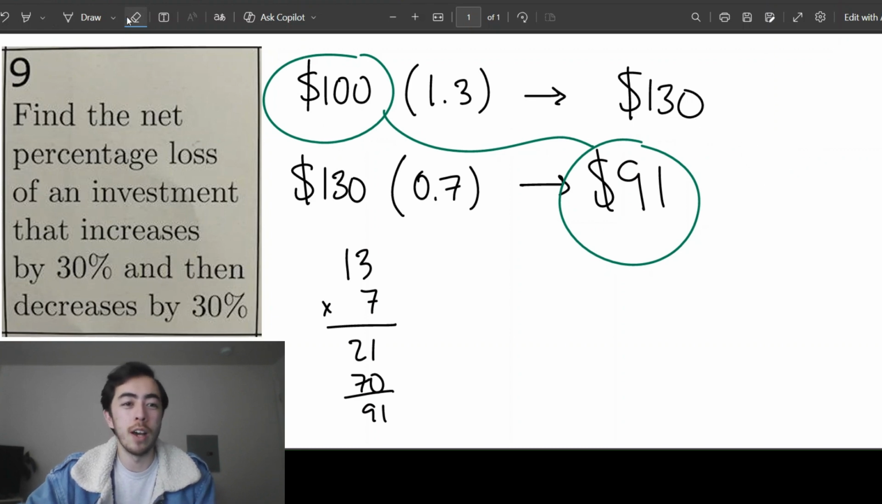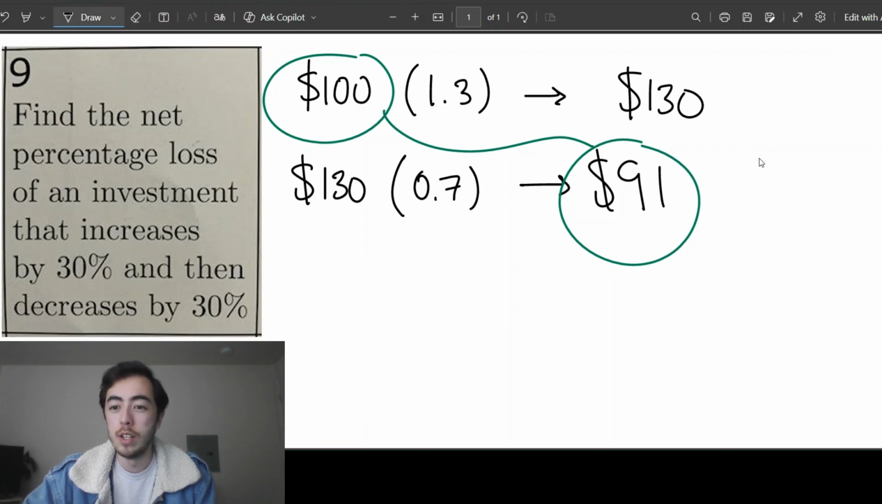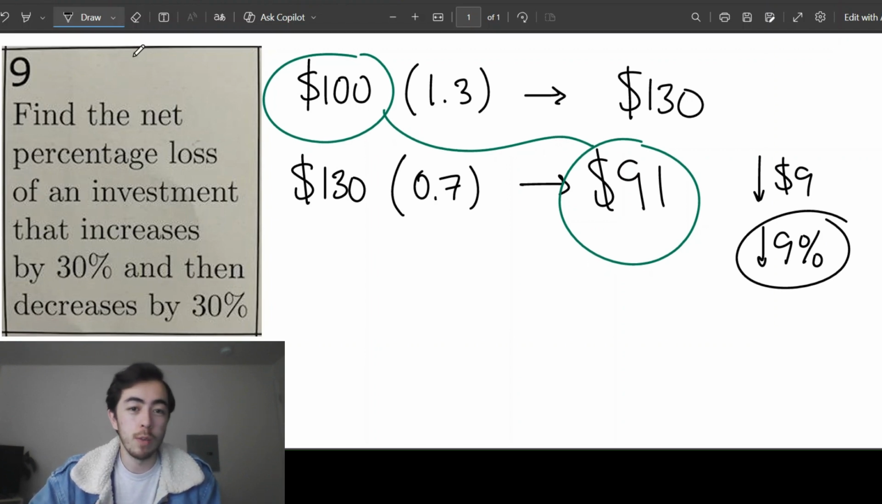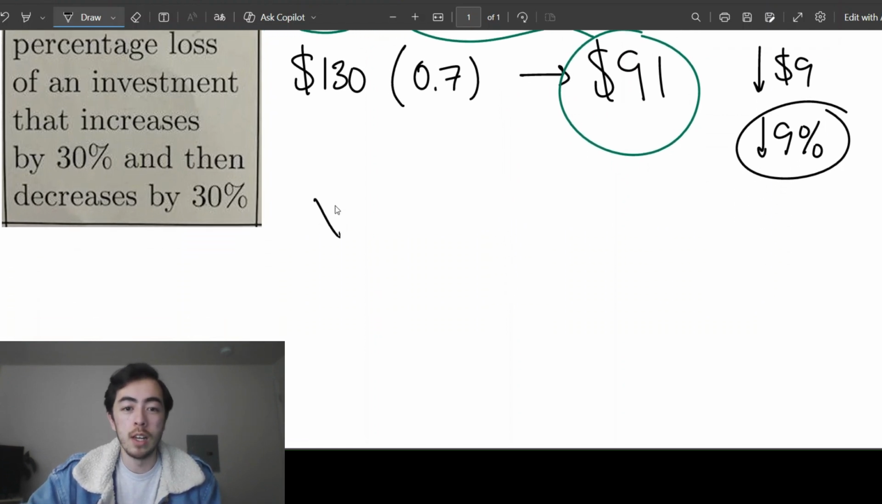So that's kind of why I chose 100 to begin with, because we'll also see the 9 in our answer as well. So this is a decrease of $9, and so this is the same thing as a 9% decrease, and we're done.